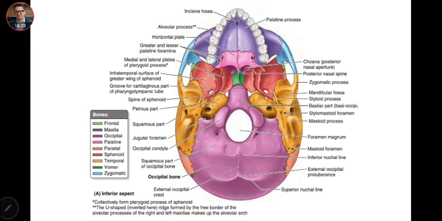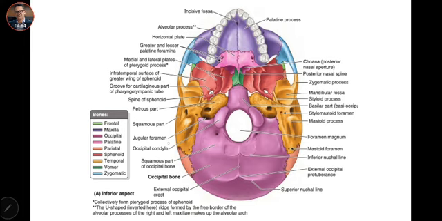You see here these are your occipital condyles. These are overlapping the foramen magnum. The foramen magnum is oval shaped, which is larger posteriorly and narrows anteriorly. These are the occipital condyles, and there are various foramina over here.